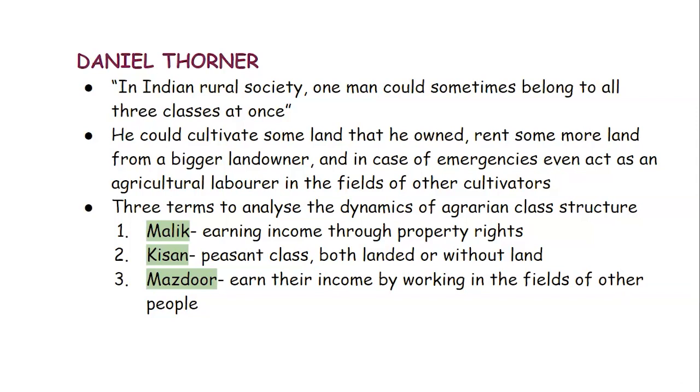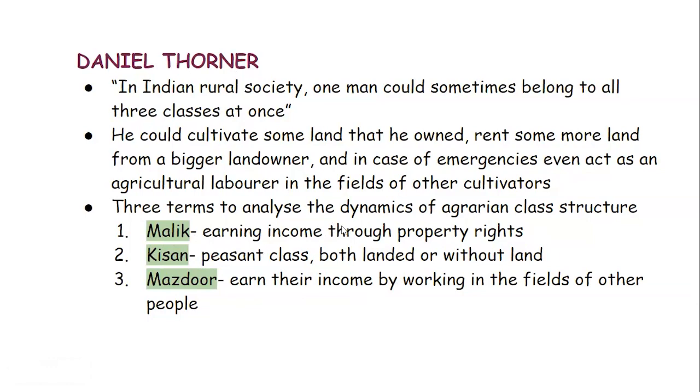And he came forth with three terms to analyze the dynamics of agrarian class structure in India: Malik, Kisan, and Mazdoor. Malik is the class which earns income through property rights. Kisan is the peasant class, both landed or without land. And Mazdoor, they earn their income by working in the fields of other people. So the question is about who gave the concept of this, and the answer is Daniel Thorner.